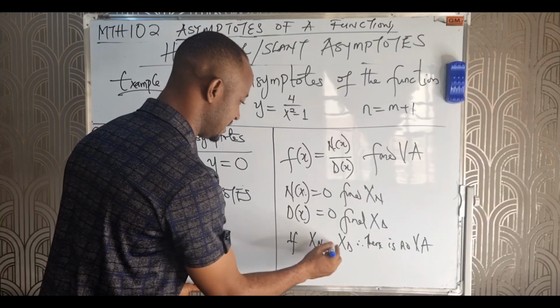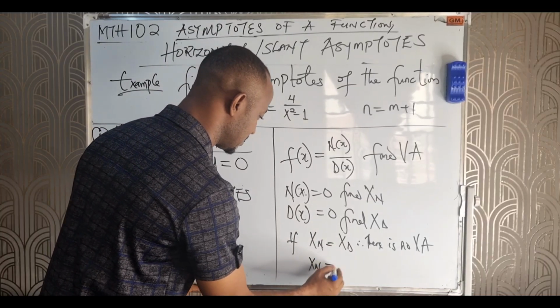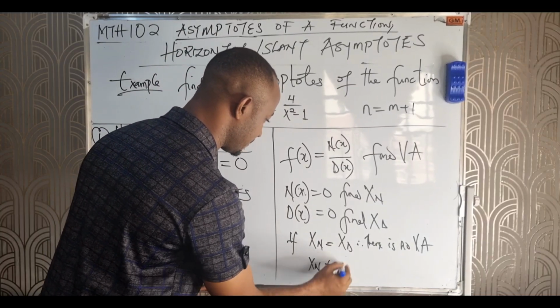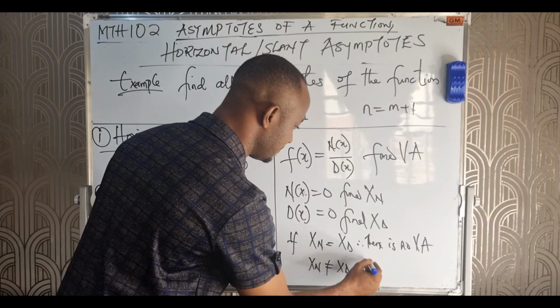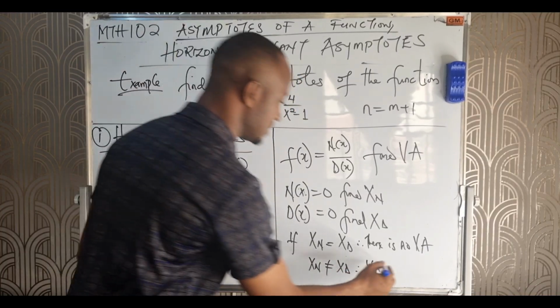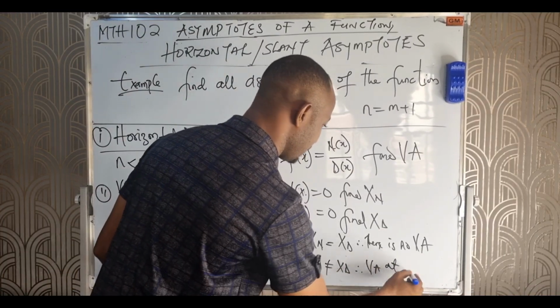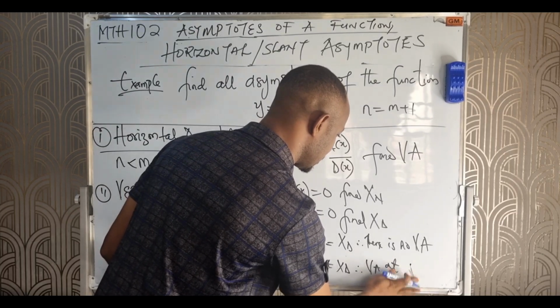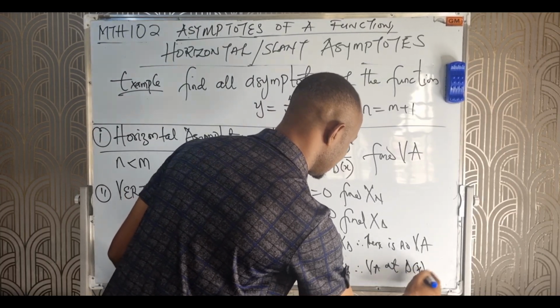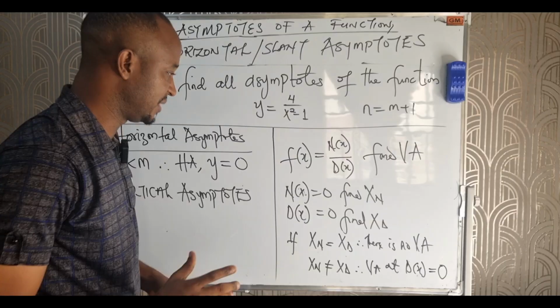Well, let me repeat here again. But if Sn is not equal to Sd, we say there is a vertical asymptote at d of x equals 0. I repeat again.